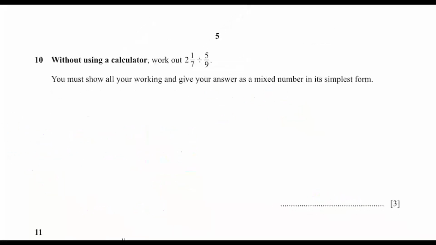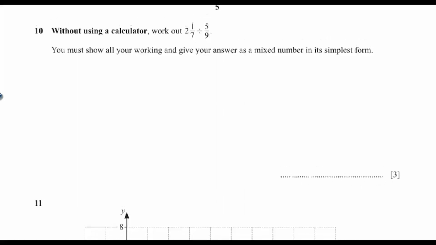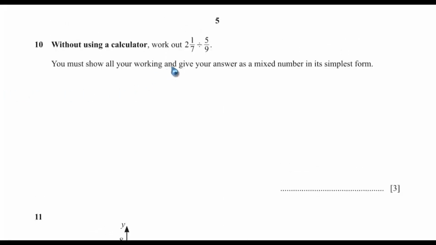So the next question will be question 10. Without using a calculator, work out 2 whole 1 over 7 divided by 5 over 9. You must show all your working and give your answer as a mixed number in its simplest form.